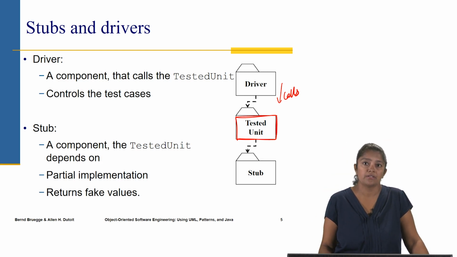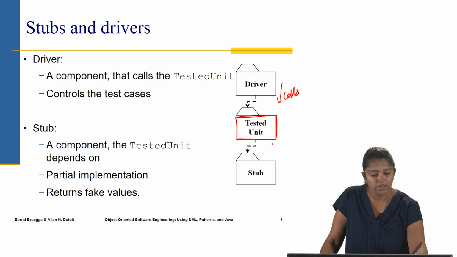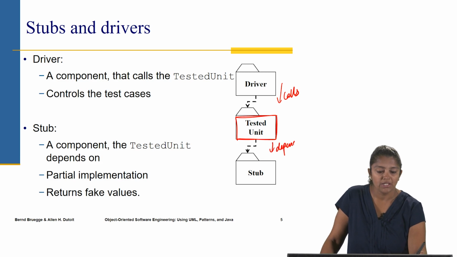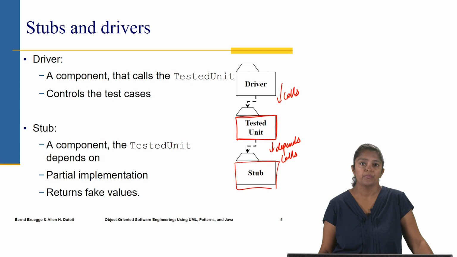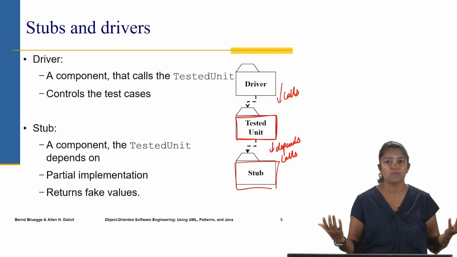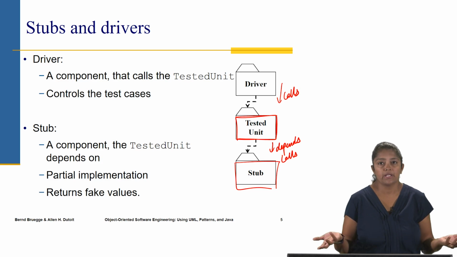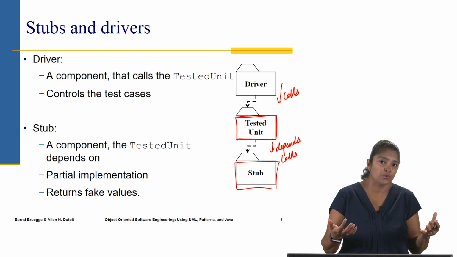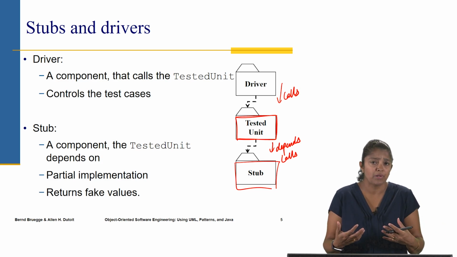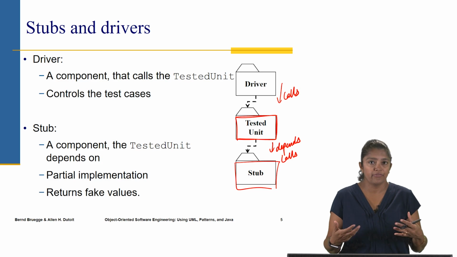A stub, on the other hand, is a component that the tested unit depends on. So basically the tested unit calls methods of the stub because it needs some data or information. So again, same thing, sometimes the stubs or these lower classes may not be ready, so the idea is to mimic that functionality through some kind of partial implementation or by returning fake values.